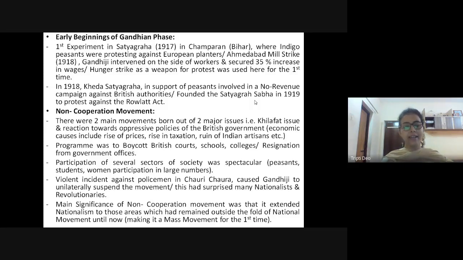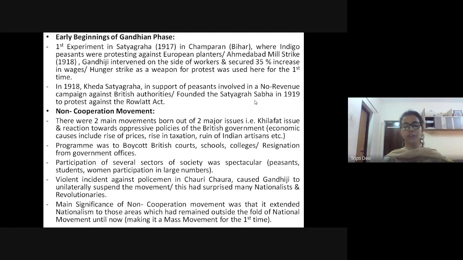So let's understand now the non-cooperation movement. Dr. Shaheen has already spoken a bit about it. I'm going to just read out the main points of the non-cooperation movement. Now, there were two main movements that were born out of the two major issues, that is the Khilafat issue and the reaction towards oppressive policies of the British government, which is the economic cause that included rise of prices, rise of taxation, ruination of the Indian artisans.